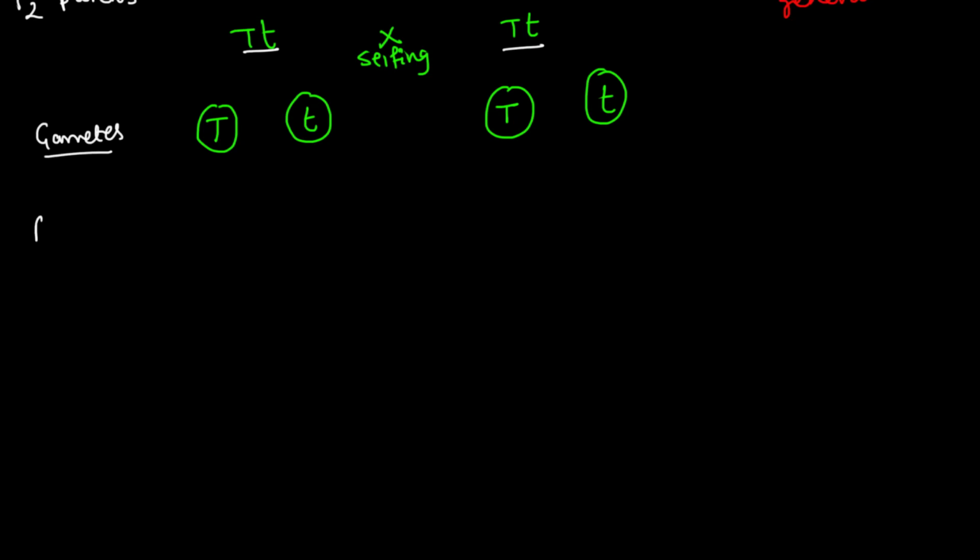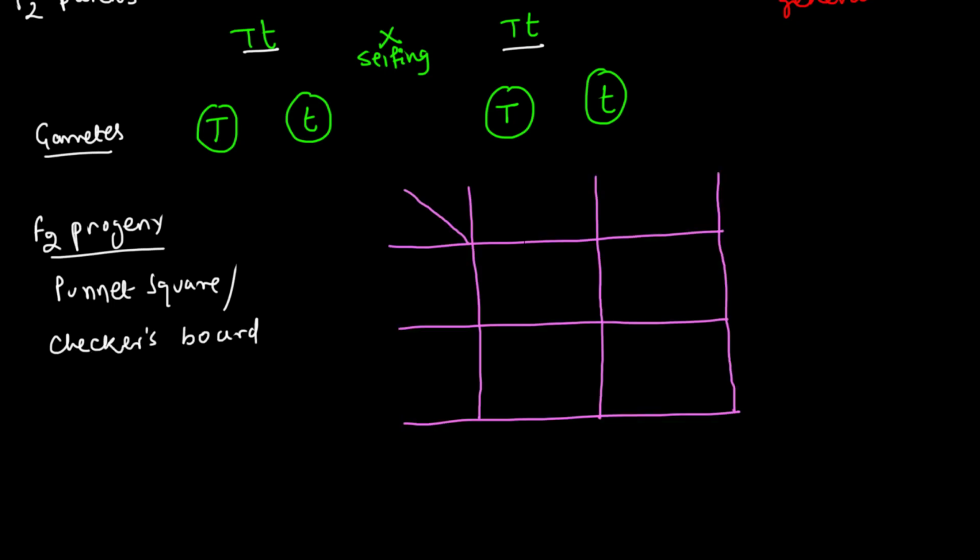So we have to talk about the F2 progeny, and again to find out the F2 progeny we need to make the Punnett square, also known as the checkerboard. Okay, all right, here you see the Punnett square.